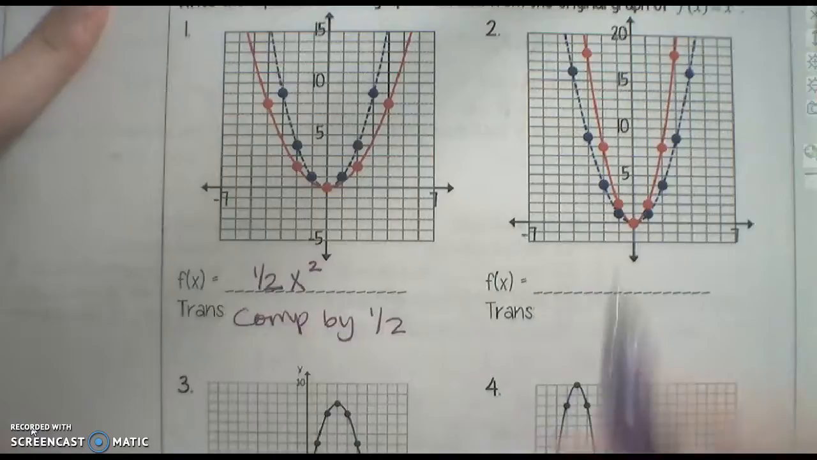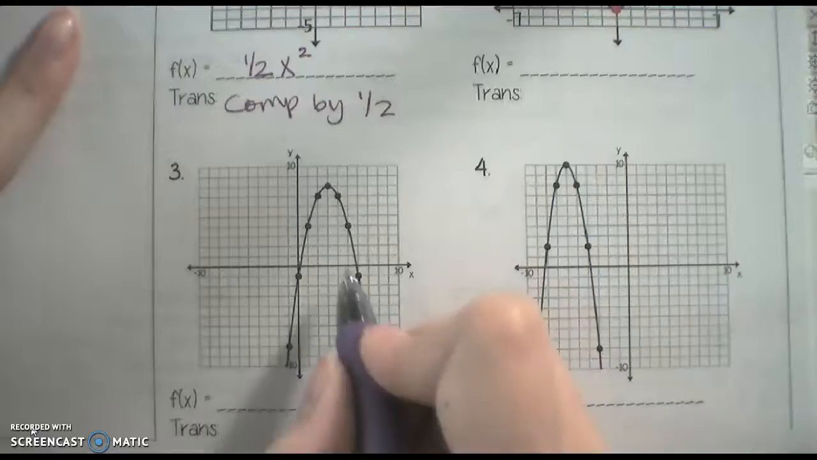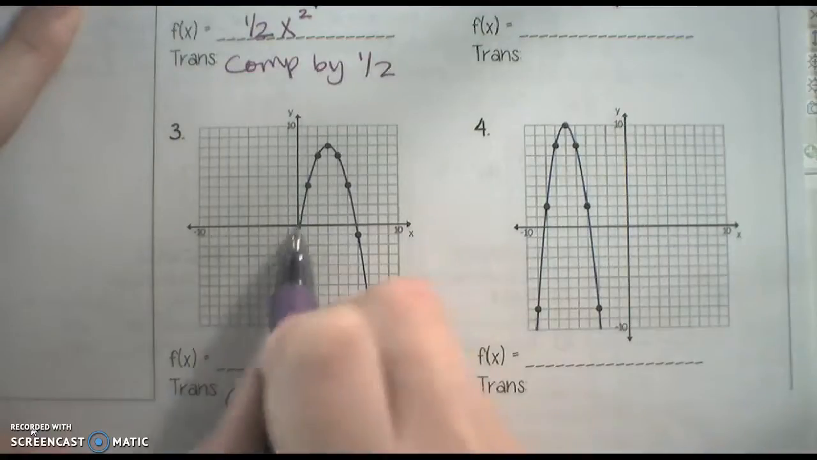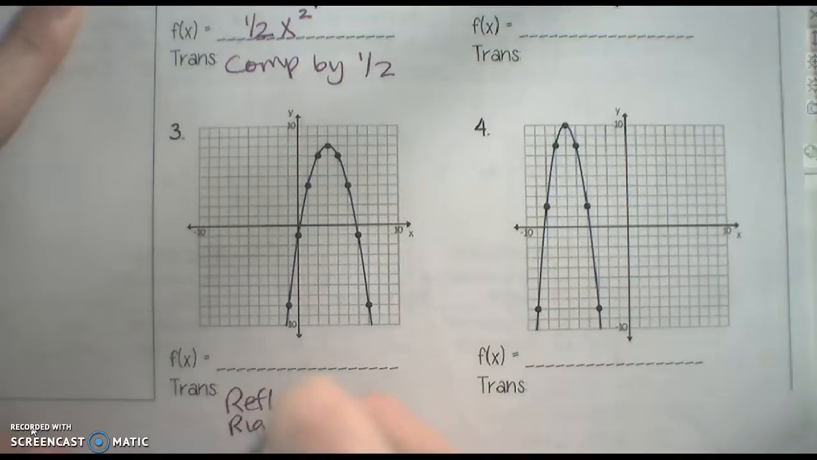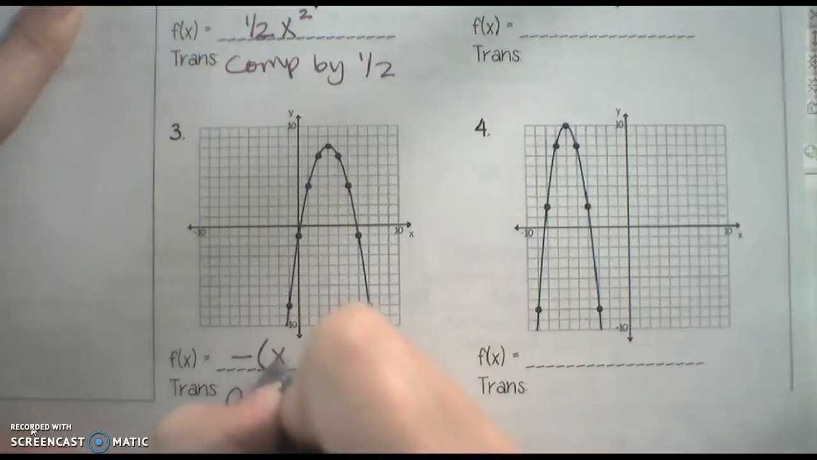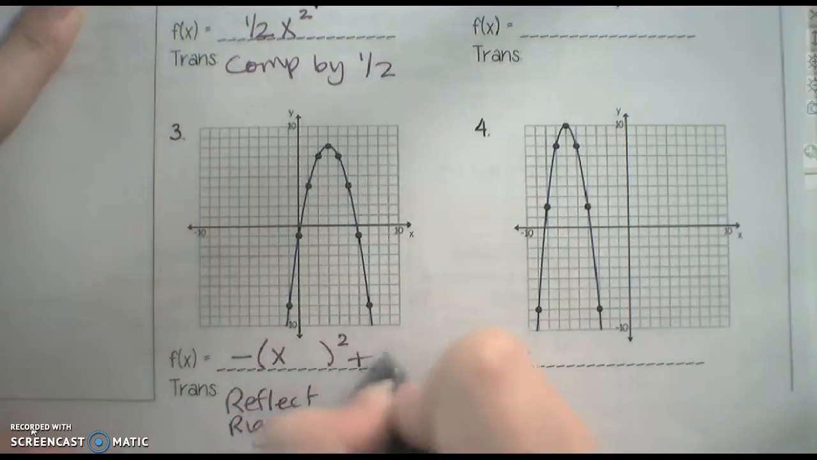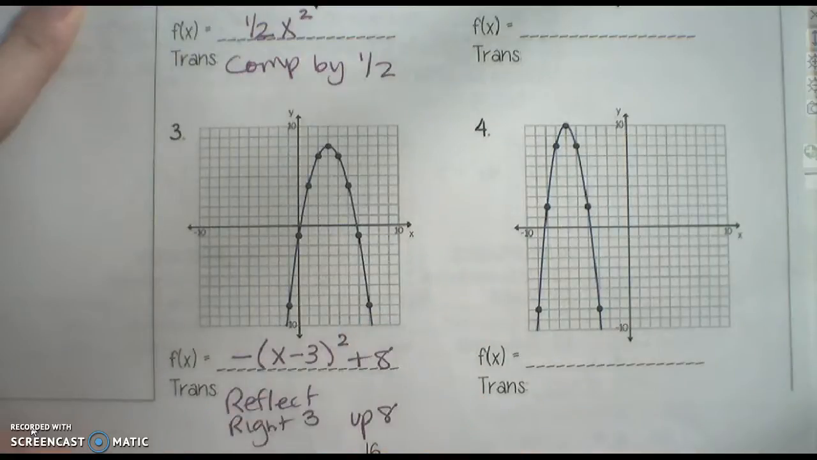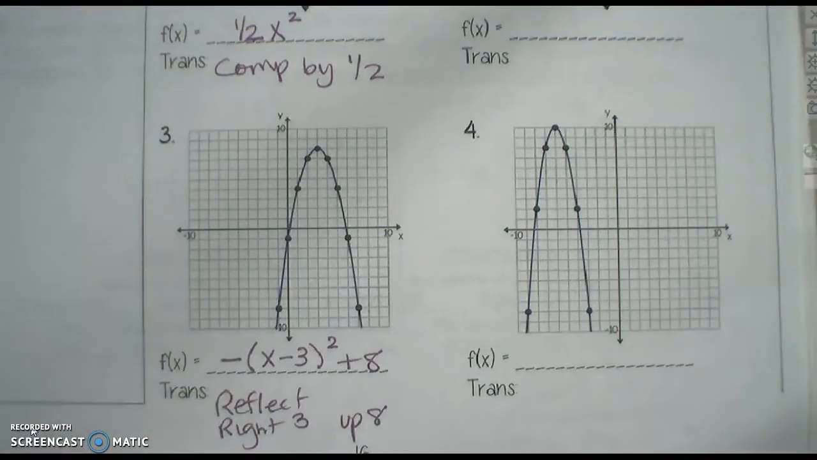Let's take a look at one of these down here. So over here, this one's a reflection, so we can go ahead and write reflection. We're also moving to the right 3, and we're moving up 8. So that means I need to have a negative out front, I need to have a plus 8 behind, and I need to have a minus 3 on the inside. So try those last 2 on your own, check when you're ready.